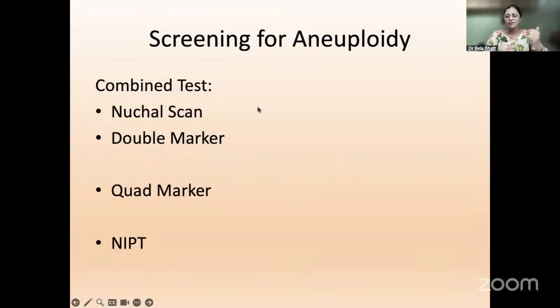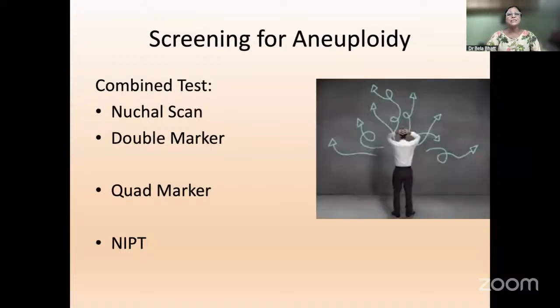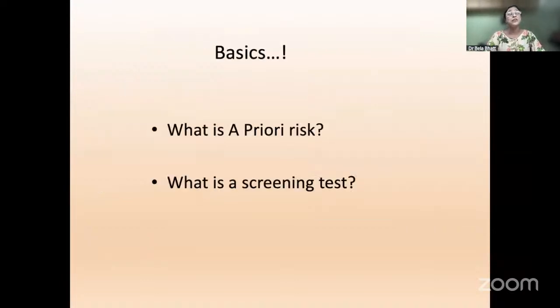So what are the various screening tests? In 2025, we have so many aneuploidy screening tests: the combined test, that is nuchal scan with double marker, quad marker, NIPT, even if we take just the basics. Because we are spoiled with choices, there comes confusion. When there is more than one test, we are confused about which test to offer to the patient and when. Before jumping on to the methods, we must know two basic things: what is a priori risk and what is the screening test.